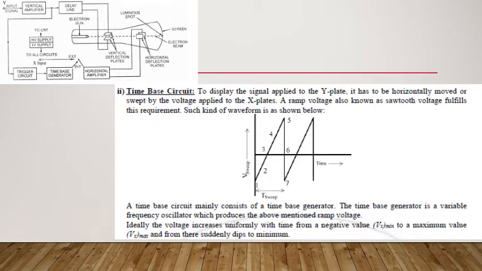It moves from 1 to 5 over a long time. In almost every cycle, it moves from 1 to 5 in the same direction, but then suddenly moves from 5 to 6 and then 7. The 5 to 7 part is almost negligible, but 1 to 5 is long. It is a special kind of voltage. The time-base circuit mainly consists of a time-base generator, which is a variable frequency oscillator that produces the above-mentioned ramp voltage. Ideally, the voltage increases with time from a negative value to a maximum value and then suddenly drops to the minimum.